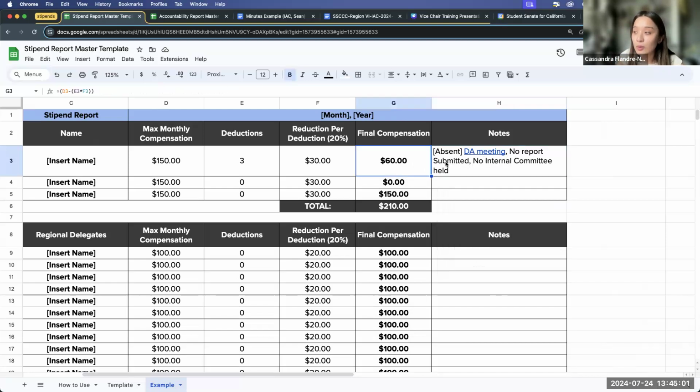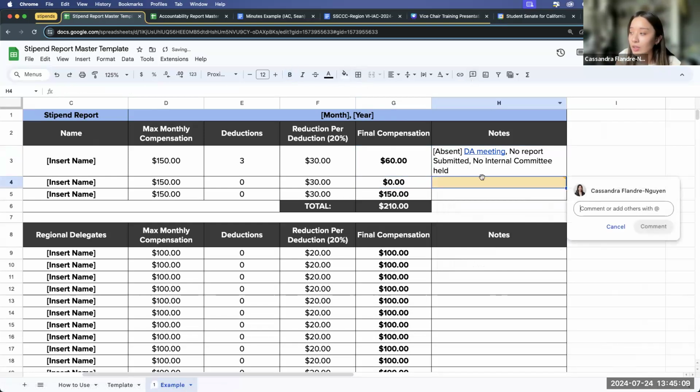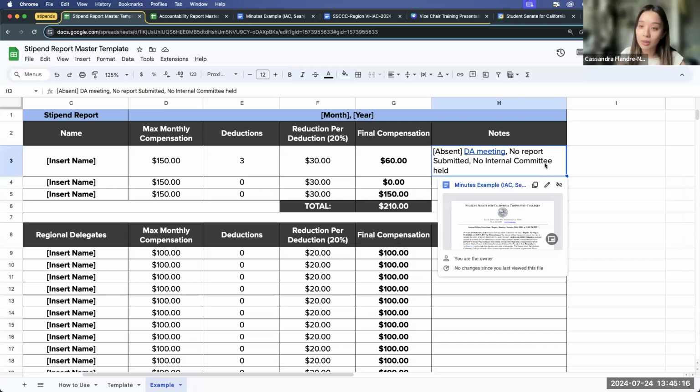And don't worry too much, we will be leaving comments in the templates as well. So that way, if you have a question on, oh, I don't remember what Cassandra said for this portion, you could just hover your mouse over it and I'll leave these instructions in there. So that way you can go directly on the cell itself and be able to remember this information. So don't stress out too much about this. And also your vice president will be aware of this as well. They are a great resource to go to for how to fill out the accountability and stipend reports.